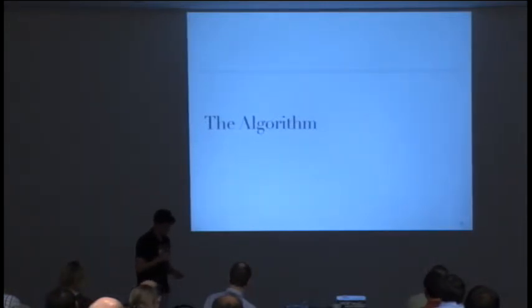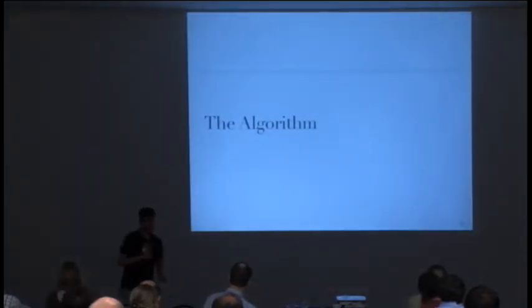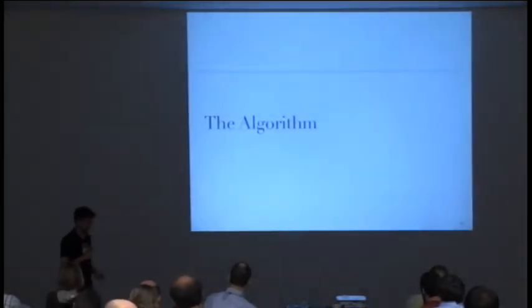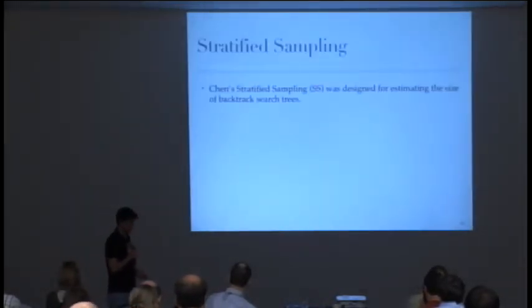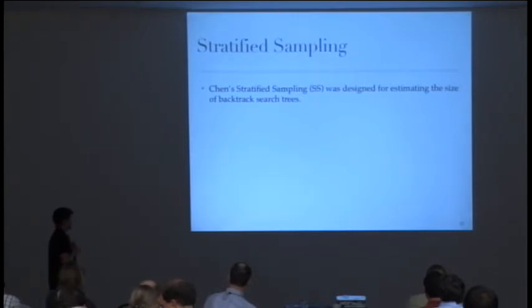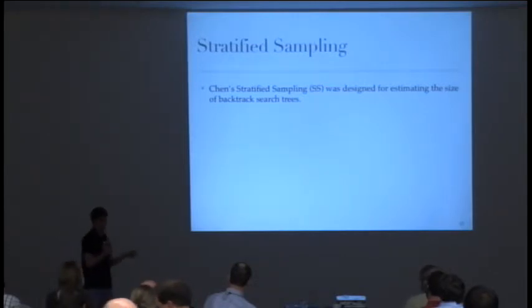I'm going to start presenting the algorithm we propose in this paper. But before that, I would like to talk about another method. That's something we tried, and we were hopeful that it would work, but we didn't get very good results. It's an algorithm called stratified sampling. It's a fairly old method from '89 by Chen. Chen designed this algorithm, stratified sampling, which I'm going to call SS here, to estimate the size of search trees.